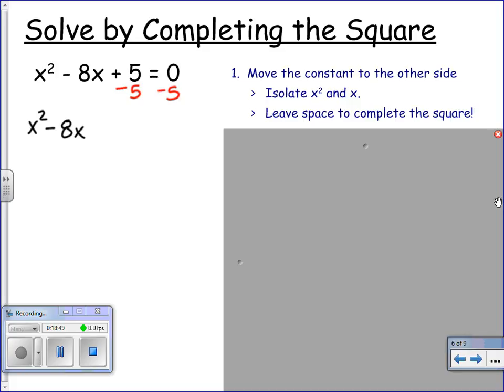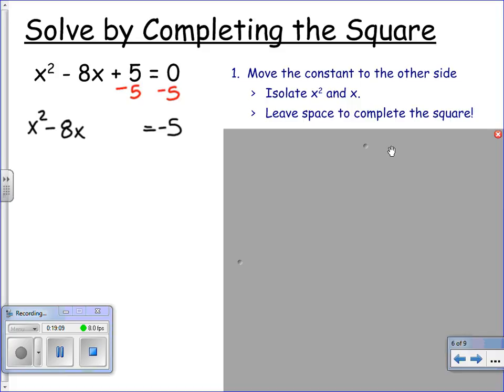Remember, I'm going to leave a little bit of space where I'm going to complete the square, because this is the beginning of my trinomial. And so I'm just going to put equals negative 5 over here. I've got a little bit of space where I can complete the square. Is everybody okay with what we've done so far?